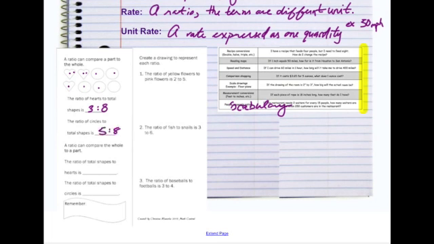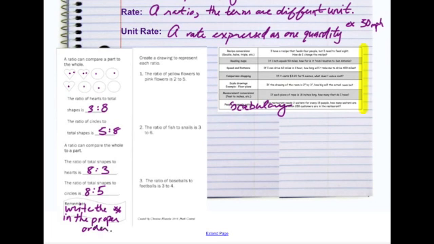to 8. And it says a ratio can compare the whole to a part. So the ratio of total shapes to hearts is 8:3. Total shapes to circles is 8:5. And then it says, remember. And I would say, write the numbers in the correct order, right? Or in the proper order. We want to make sure that we're actually writing the ratio that's being asked for.